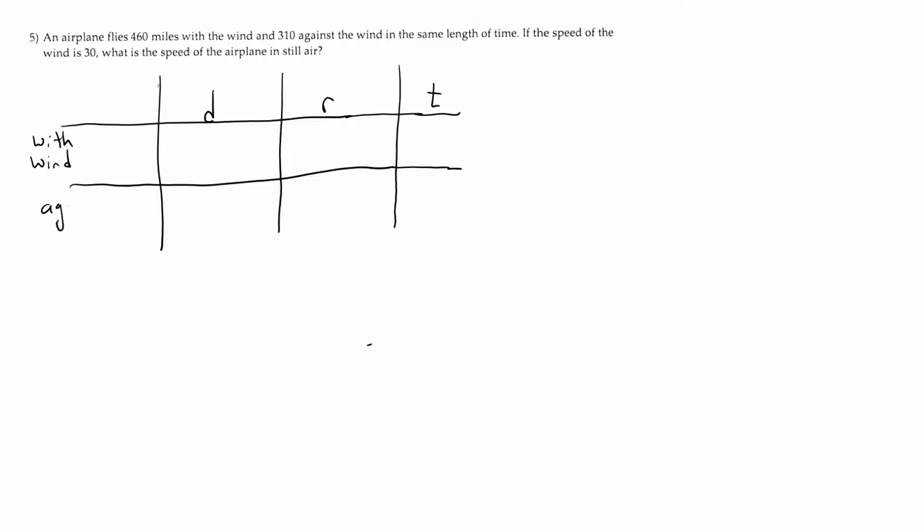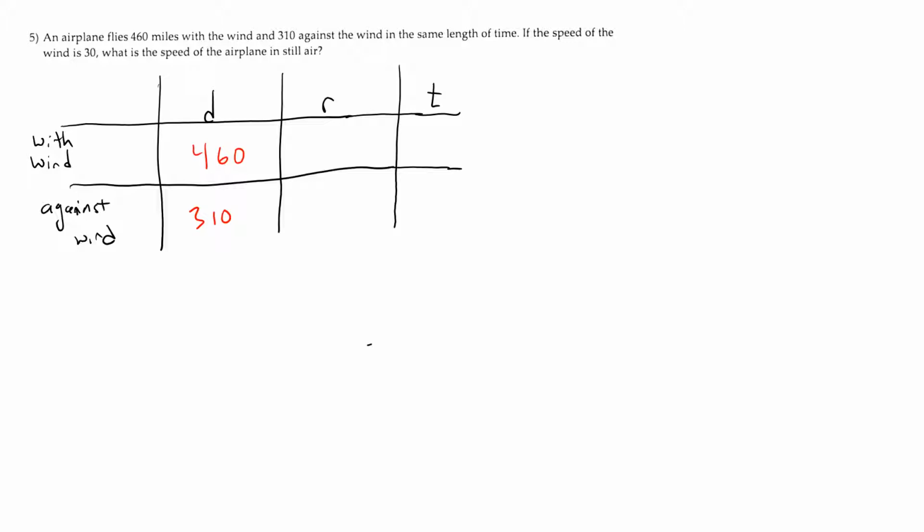And the other row will be against the wind. And now I want to work on filling in the 6 boxes. We're told that the distance that the airplane flies with the wind is 460 miles. And then we're told that against the wind, the airplane flies 310 miles.